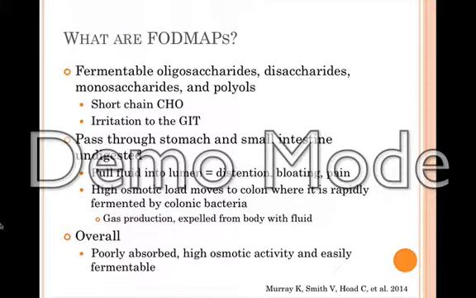This high osmotic load, which has not been absorbed, then moves into the large intestine, where it is rapidly fermented by the colonic bacteria. This rapid fermentation results in the production of carbon dioxide, hydrogen, and methane gas. Overall, FODMAPs are poorly absorbed, easily fermentable, and are highly osmotic.